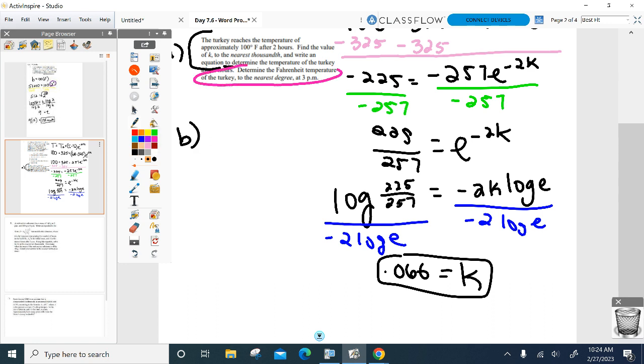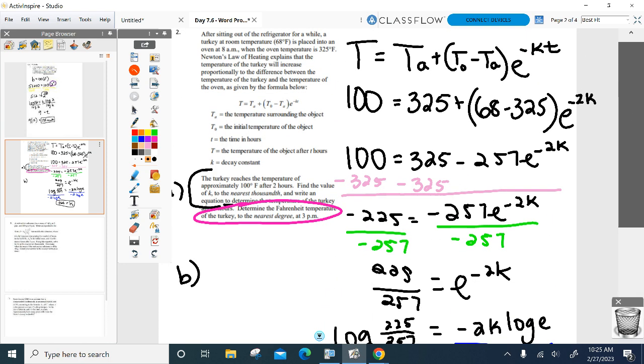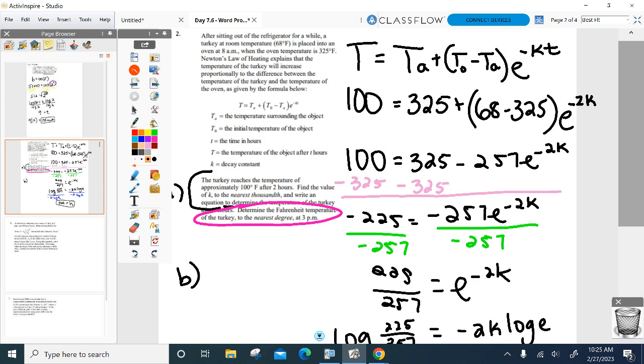Determine the temperature of the turkey at 3 o'clock. What's the temperature of the turkey at 3 o'clock? Same formula. I'm not changing anything. And now you know the value of K. So first thing, go back to that equation. What are we going to be solving for here? Out of all these variables here, which one do I want you to solve for? Just T. Everything's going to get plugged in on the right side.